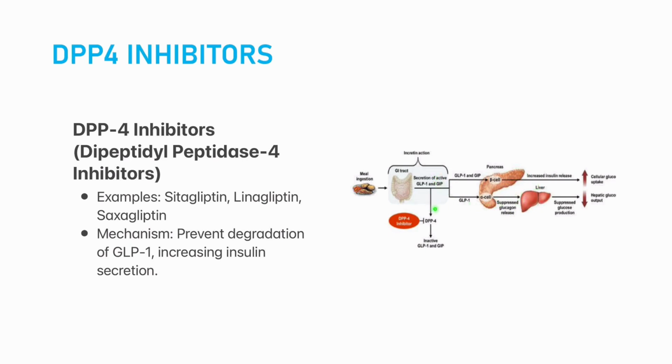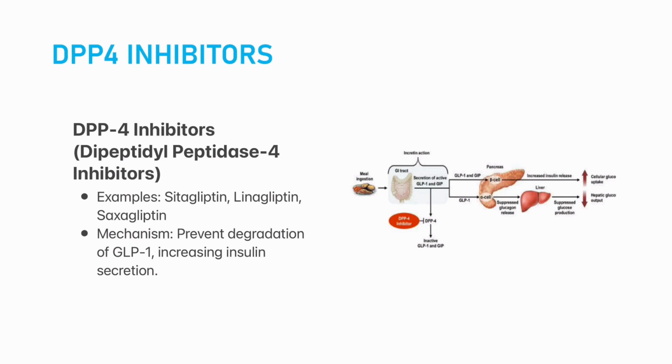In the case of DPP4, there is a DPP4 enzyme which causes the active GLP-1 to become inactive. So the DPP4 inhibitor function is to suppress the action of this enzyme, which causes GLP-1 to become inactive. And also it helps the GLP-1 to continue its action. So the medication examples are sitagliptin and linagliptin and saxagliptin.